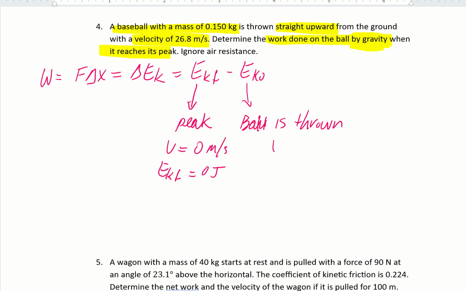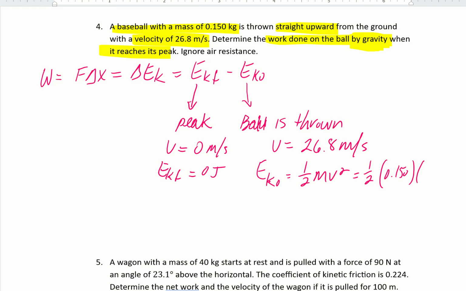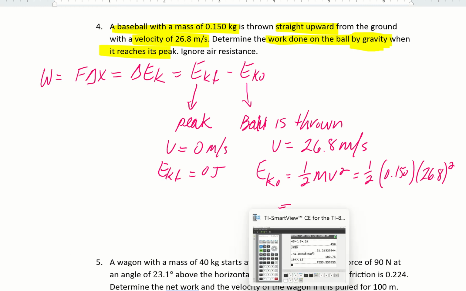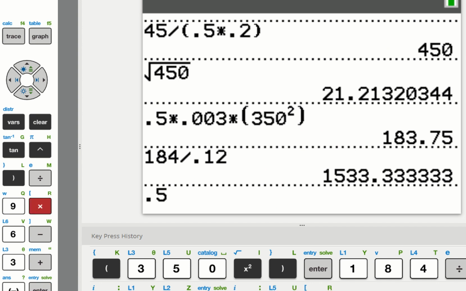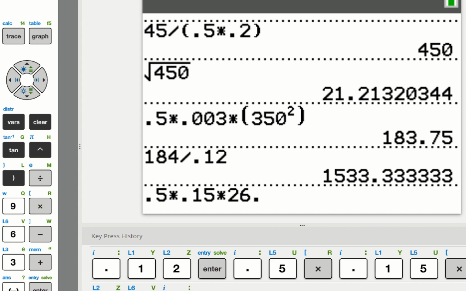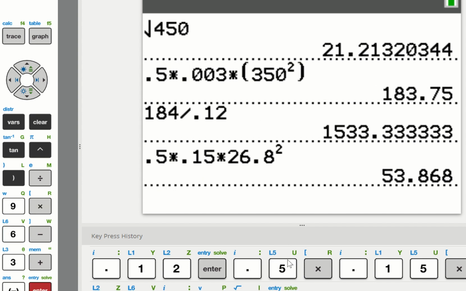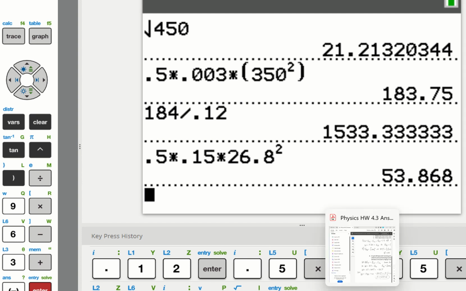When the ball is thrown, it has a velocity of 26.8 meters per second. So we can calculate EK initial. It's 1/2 mv squared, which is 1/2 times 0.15 times 26.8 meters per second squared. So if we calculate that, we get 53.9 joules.